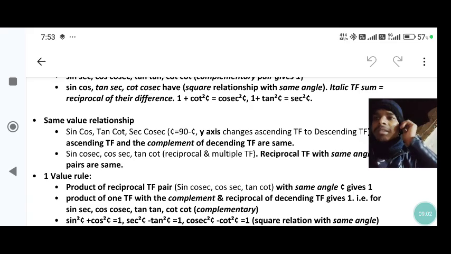Italic trigonometric function sum. So have you understood that tan theta plus sec theta will be equal to 1 by cot theta plus cosec theta. So this is the thing.